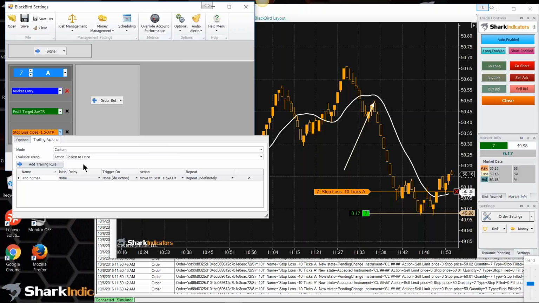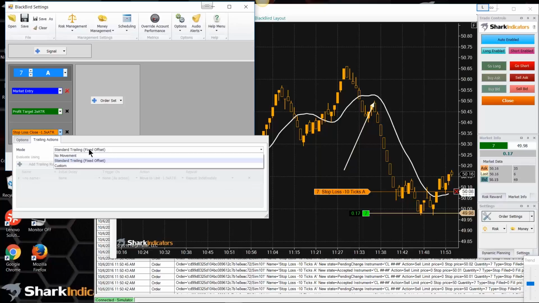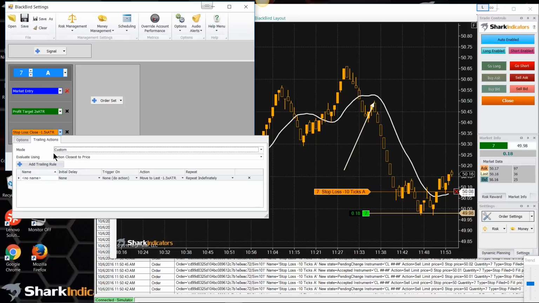And then if we take a look at our trailing actions, since we're using an indicator, the standard trailing fixed offset doesn't apply here. So you can see that we do have a trailing rule set up here.